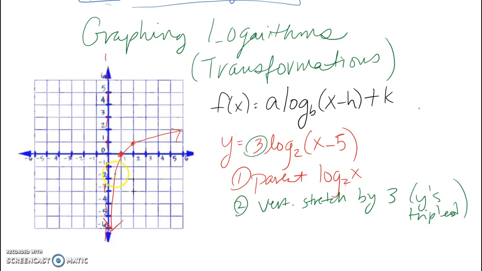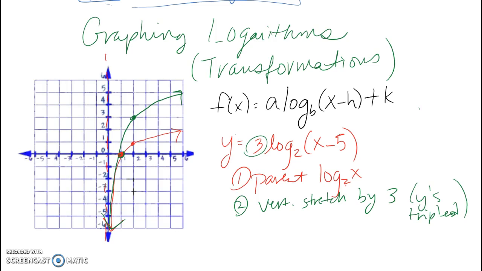So this y value is currently 0. 0 times 3 remains 0. So this point will stay here. This y value, however, is a 1, and so 1 times 3 will be 3. So it's vertically stretched 3 times, which makes it 3 times steeper than it was before. So maybe something like that. So I've got those 2 points going on.